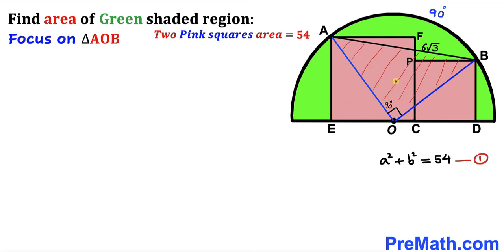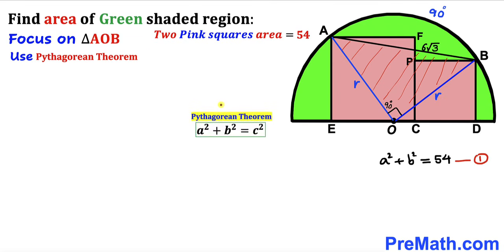Let's focus on this right triangle AOB. And now we can see that this AO is the radius of this semicircle. So I'm going to label this one as lowercase r, and this OB is the radius as well. So this is going to be lowercase r as well. And now we are going to apply the Pythagorean theorem on this triangle. And here's our Pythagorean theorem once again: a square plus b square equal to c square. And in our case, our two legs are r and r, and this hypotenuse is 6 times square root of 3. So let's go ahead and fill in the blanks.